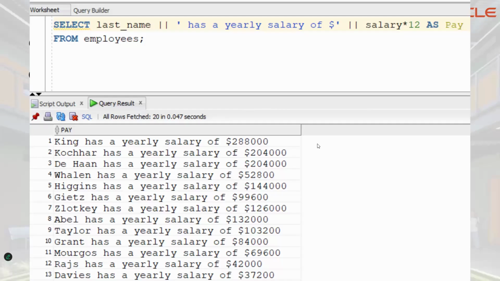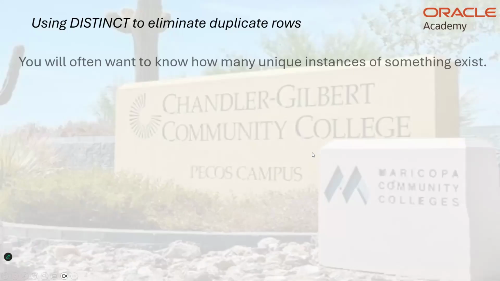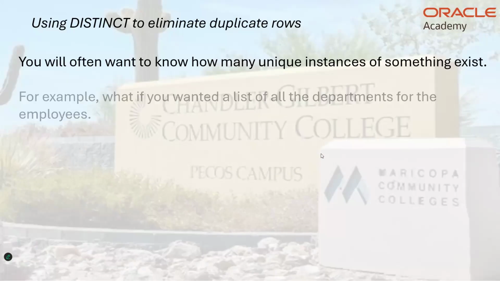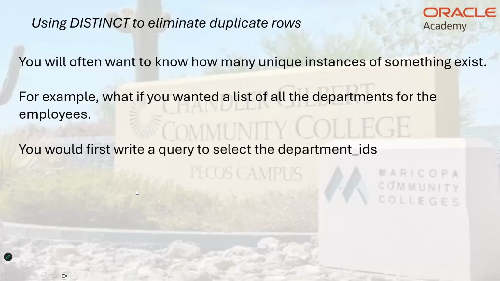All right. So let's move on to the distinct clause. And basically this is used to eliminate duplicate rows. You often want to know how many unique instances of something exist. For example, you want to list the number of departments, and you know if there's different departments listed, but you just want to know the number of unique departments. So you would write a query to select the department IDs.